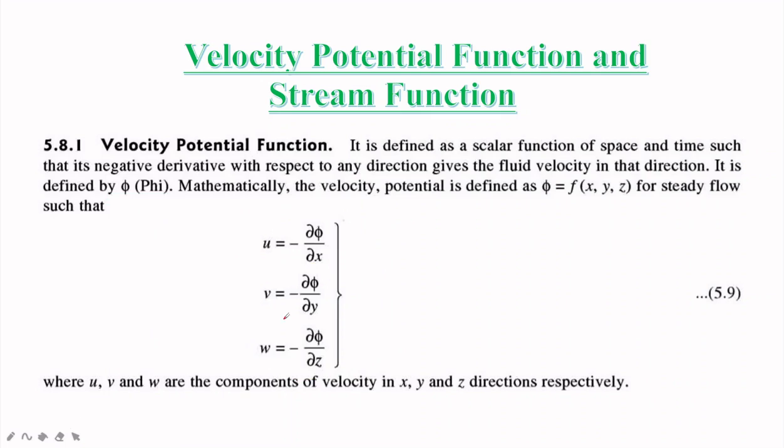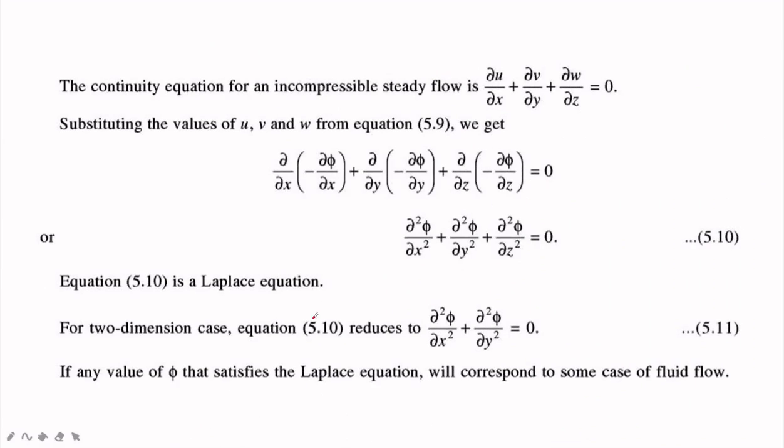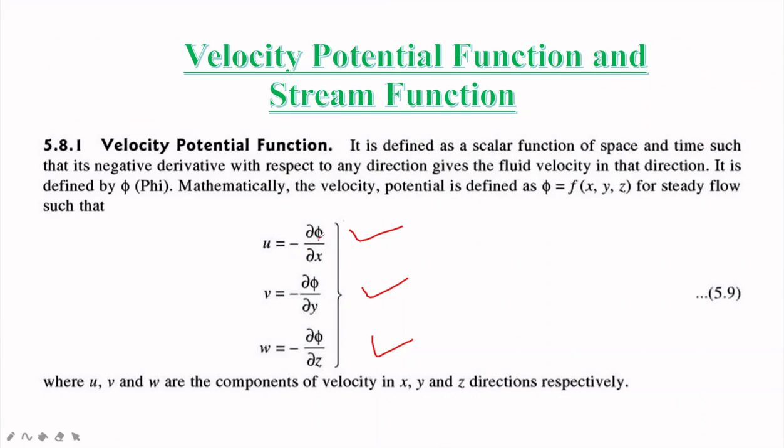Now we will substitute these equations in our continuity equation. The continuity equation for an incompressible steady flow is dou u by dou x plus dou v by dou y plus dou w by dou z is equal to 0. This is the continuity equation for incompressible steady flow in 3D. But the velocity potential function gives u equal to minus dou phi by dou x, v equal to minus dou phi by dou y, and w equal to minus dou phi by dou z. So we will substitute these values of u, v, w in the continuity equation.